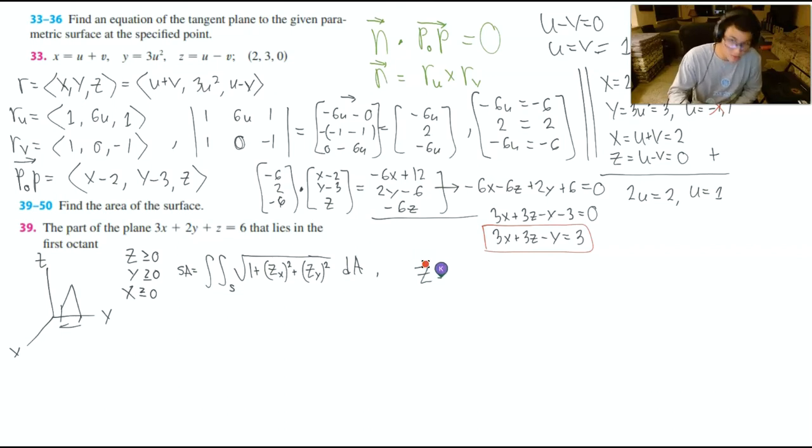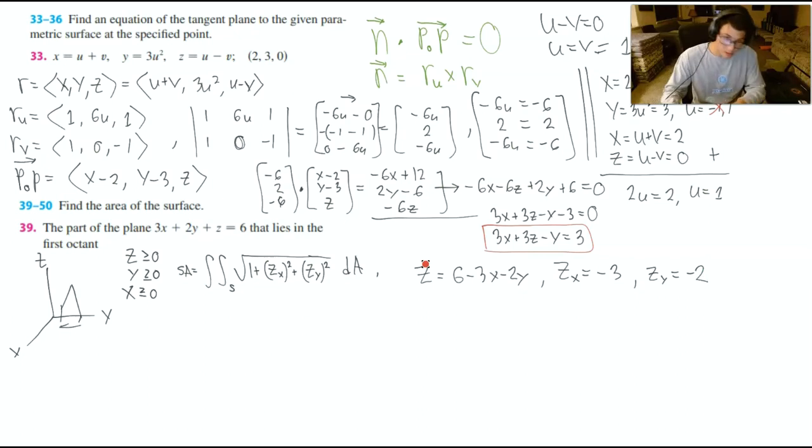So we can write it as z is equal to 6, then we're going to minus the 3x and minus the 2y, put them on their sides. Okay, so now when we find z with respect to x, what is that going to equal? It's going to be negative 3. That's it. And then we find z with respect to y. What is that going to equal? It's going to equal negative 2.